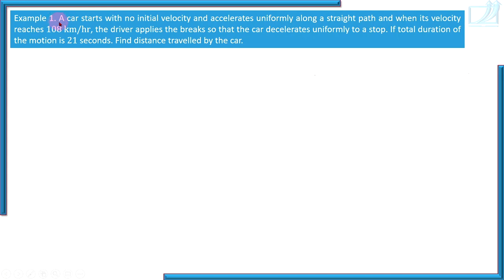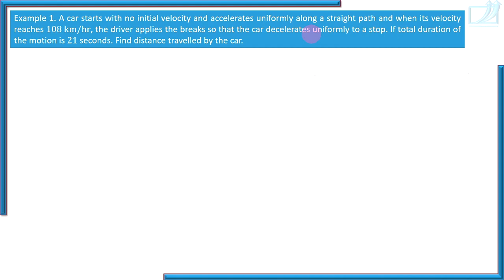Read the problem very carefully. A car starts with no initial velocity and accelerates uniformly along a straight path. And when its velocity reaches 108 kilometers per hour, the driver applies the brakes so that the car decelerates uniformly to a stop. So it is only one particle, the car, but its acceleration is different in different time intervals. That suggested to me to draw the VT diagram.